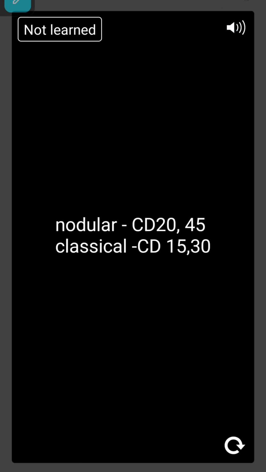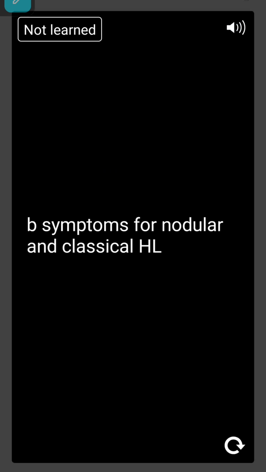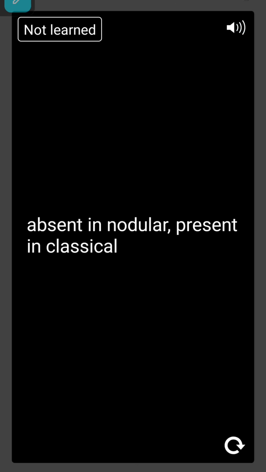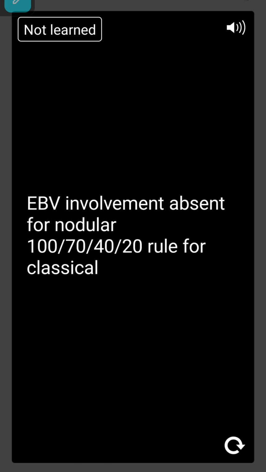Immunotyping for nodular and classical HL. Nodular, CD20, CD45. Classical, CD15, CD30. B symptoms for nodular and classical HL. Absent in nodular, present in classical. EBV involvement for nodular and classical HL. EBV involvement absent for nodular.